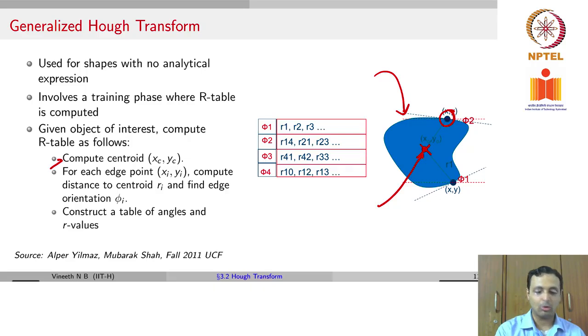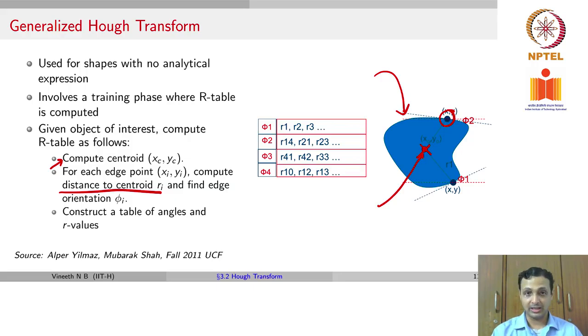Once you have a centroid or any other reference point, for each edge point that you have, remember again that given a new image, you have to first do an edge detection to get the edge points. Then for each edge point, you compute the distance to the centroid. You would first do this for the template object that you have before you run it on any new image. This is when you know that this is the shape you're looking for. You define a reference point.